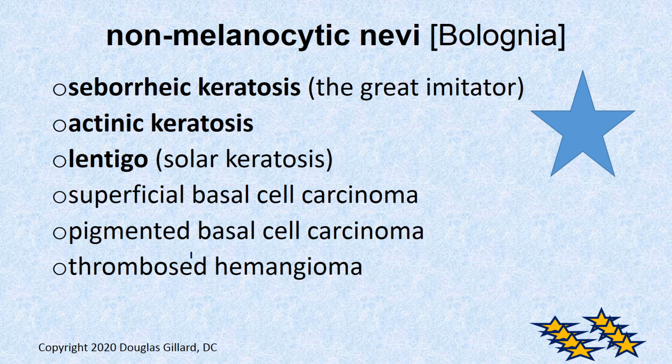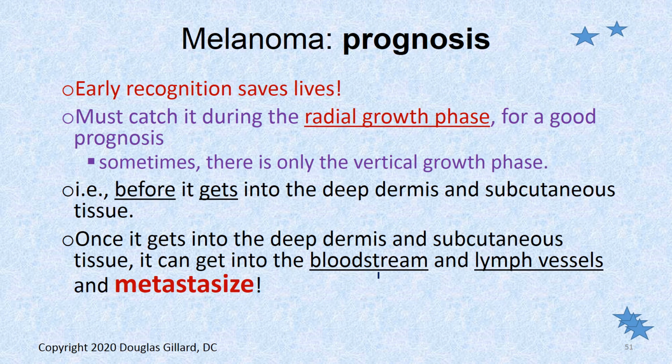Lentiginous, we've talked about them. We will talk about basal cell carcinoma if I haven't already. There's a superficial, a pigmented basal cell carcinoma that can be difficult to tell apart. And there's a thrombosed hemangioma, which can look awful like cancer. We're not going to talk about that.